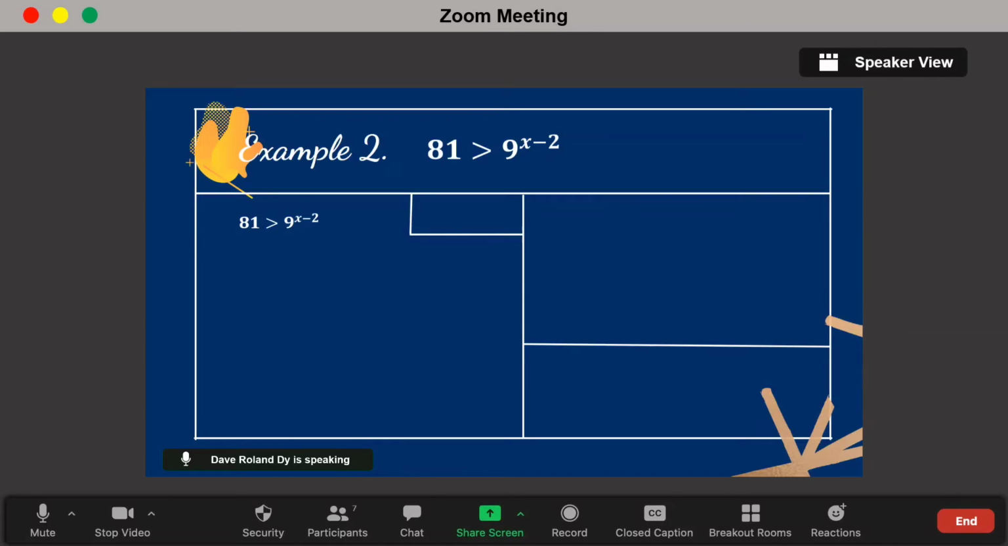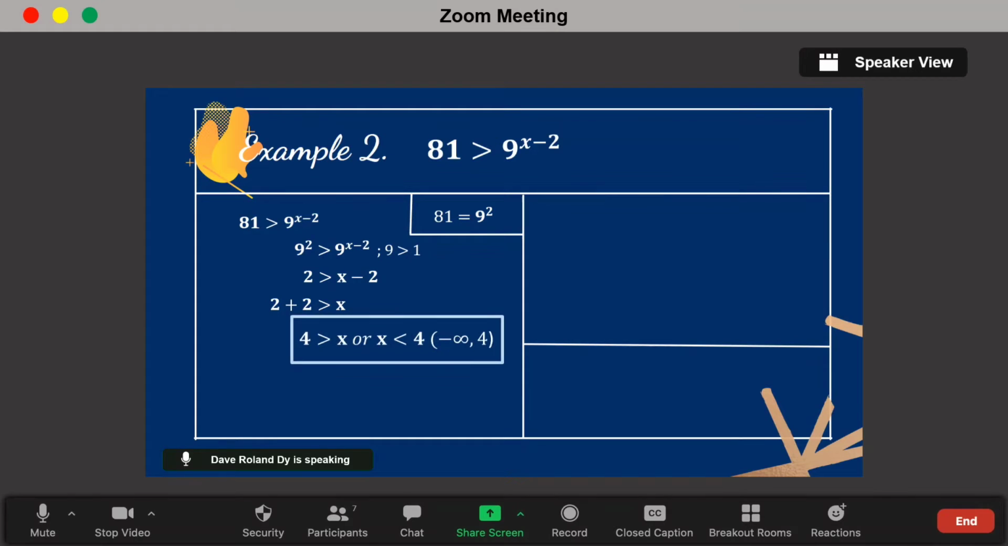So for this problem, let's transform 81 into 9 squared. Now we have 9 squared is greater than 9 raised to x minus 2. Now that we have the same base, we proceed to bring down the exponents. Again, we do not need to reverse the inequality symbol since the base 9 is greater than 1. So now we have the inequality 2 is greater than x minus 2. Now, we need to transpose negative 2 to the other side, and do not forget the sign after transposing negative 2. The inequality will become 2 plus 2 is greater than x. Finally, we get 4 greater than x, or x is less than 4.